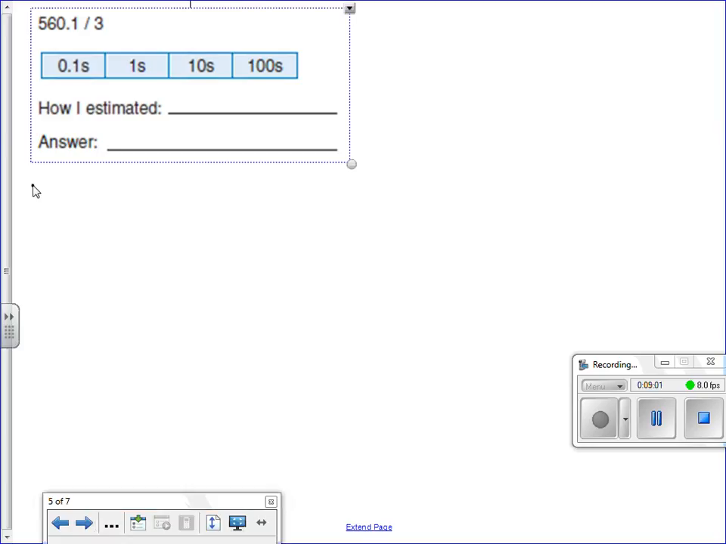Next problem here. I have 560 and 1/10 divided by 3. Now it looks like I'm going to have to be doing some estimation here because I want to see if 3 can go into 560, which I can't do mentally in my head because I want to keep it nice and easy. So I'm going to go ahead and round 560 and 1/10 all the way up to 600 divided by 3.